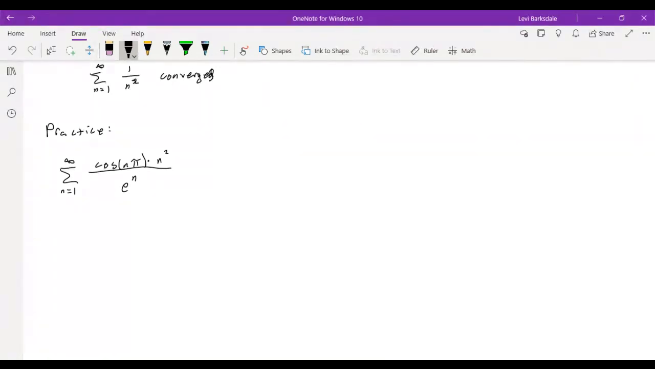All right, let's go over this problem. First off, we can see that this is alternating. If we look at the cosine of n pi part, that's actually what makes it alternating. Because when n is even, that would give us positive 1, and when n is odd, that would give us negative 1. So that's the part that makes it alternating, and you might see that in some of your classwork.